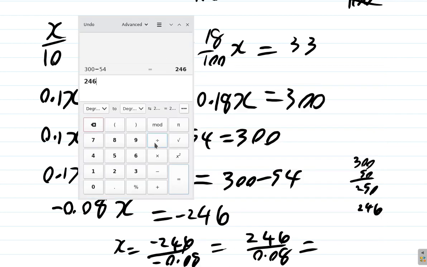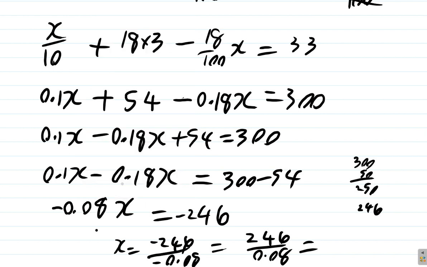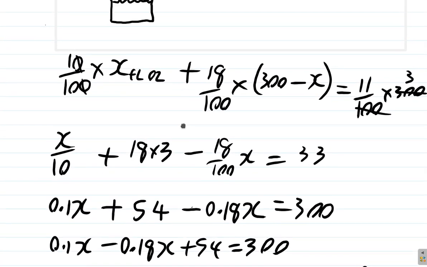Let's do that now. 246 over 0.08 equals x equals, alright, so 246 over 0.08. Alright, let's recheck, make sure we didn't make any mistake.